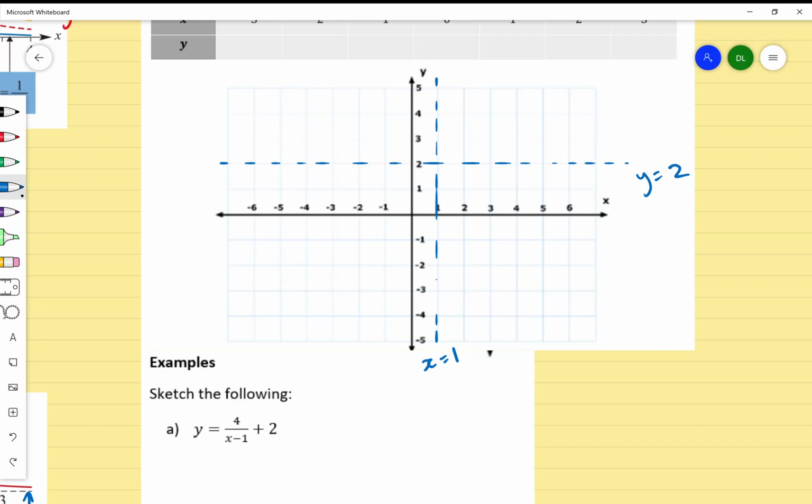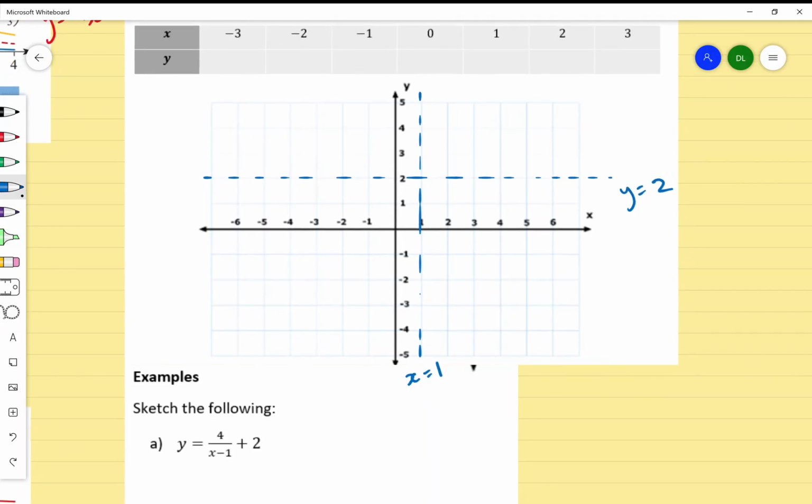Now I'm going to plot some points that I know are going to be pretty good. I'm going to substitute x equals 5. The reason is that if I put x equals 5 here, that gives me 4 over 5 minus 1, which is 4 over 4, which is 1, plus 2 gives me 3, which gives me a point of (5, 3). Bam, just so I have something to anchor my graph against.